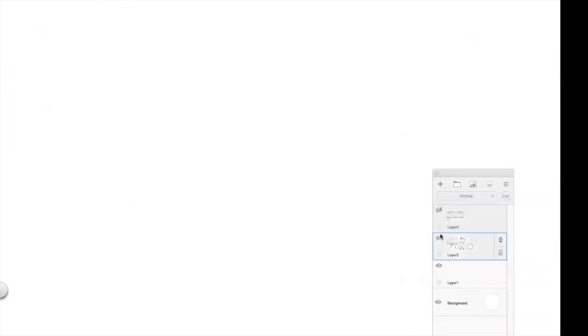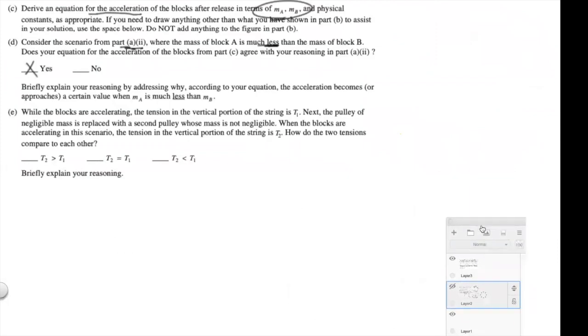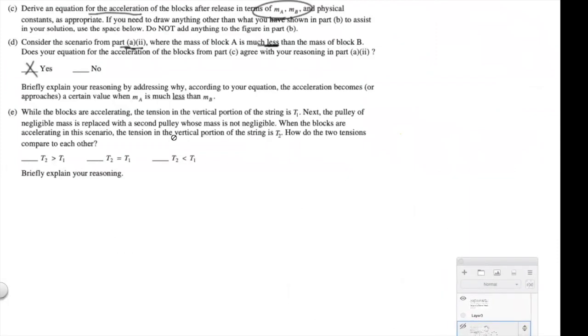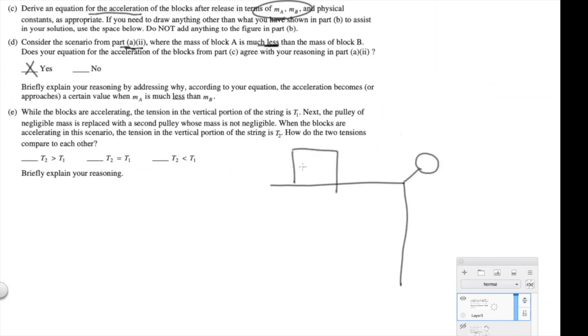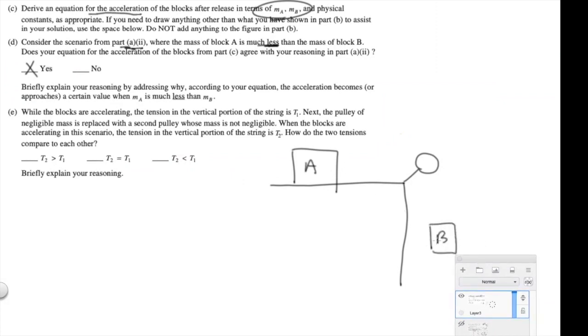We got one more. Okay, last one. Well, the blocks are accelerating. The tension in the vertical portion of the string is T1. Okay, so I'm just going to sketch this. We got this pulley right here. Which one was A? This one was A, and then here's B.